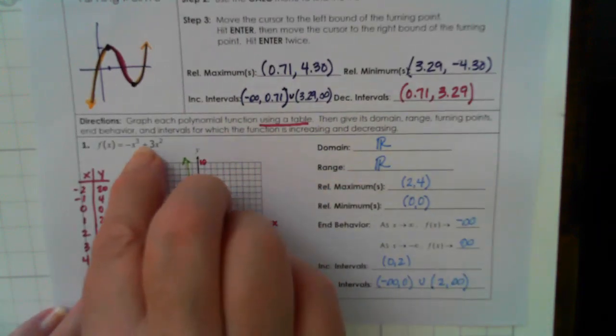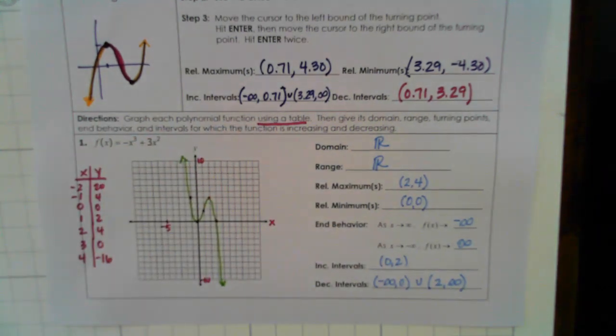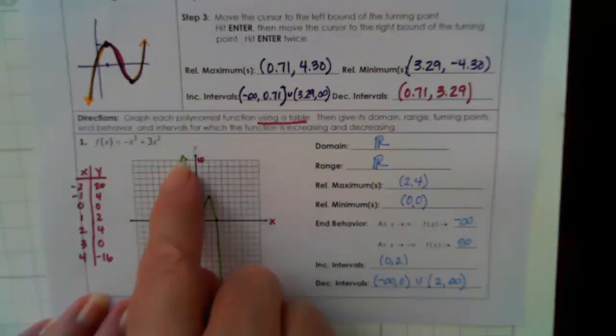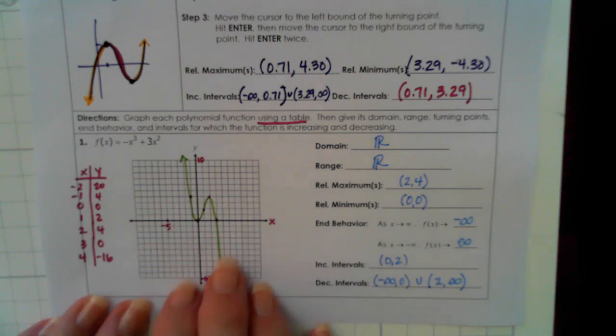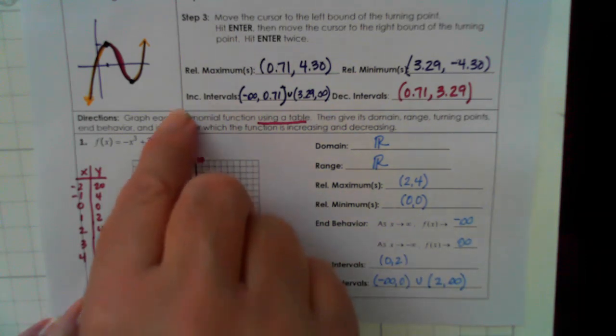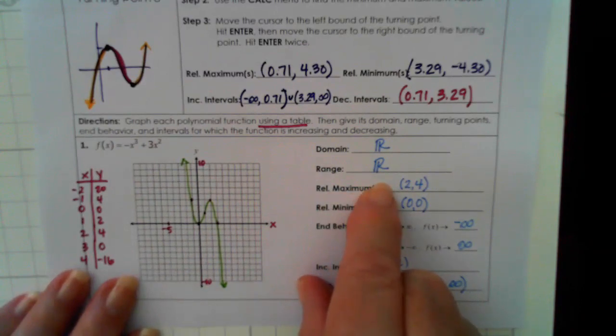The domain, meaning what numbers can you plug into that function? Well, all of them. There isn't a number that would cause any issues whatsoever. So therefore, my domain is all real numbers. This is a continuous function. It doesn't have any holes or jumps or anything weird happening. And it goes forever up and forever down, which means its range is all real numbers as well.